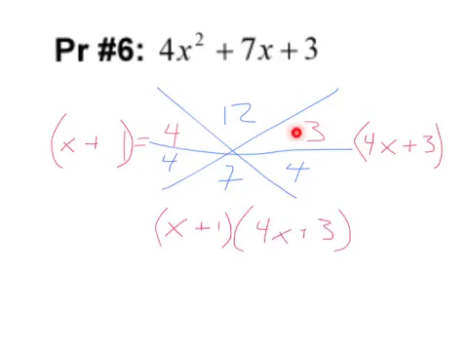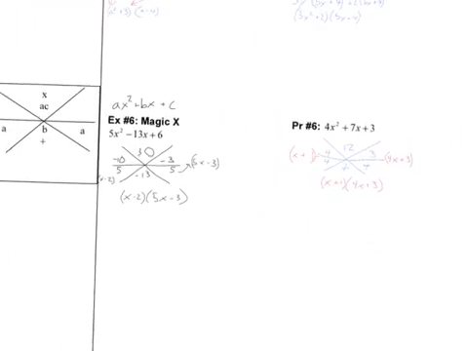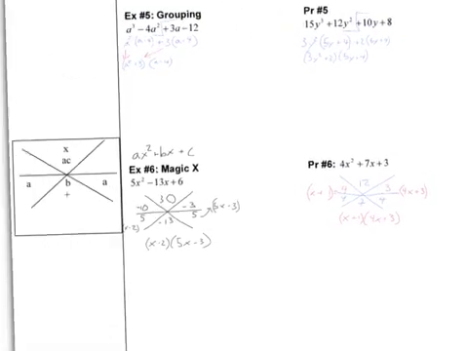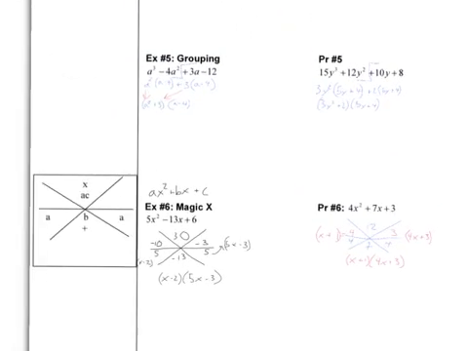And if this was a minus, that would be a minus. If this was a minus, that would be an x minus 1. Pretty simple. And if you multiply these guys back together using the box method, you should end up exactly what you started with. So there's factoring using the magic x. Alright, let's go to the next page.